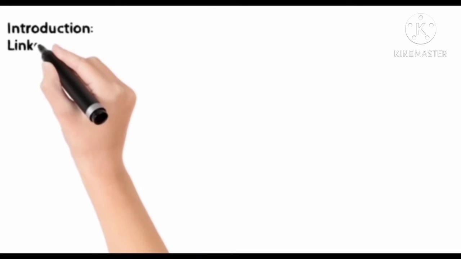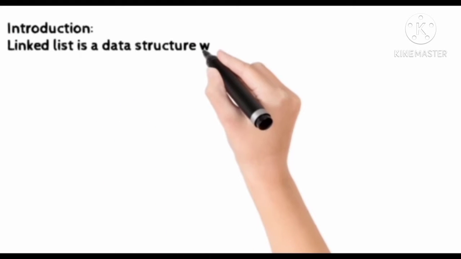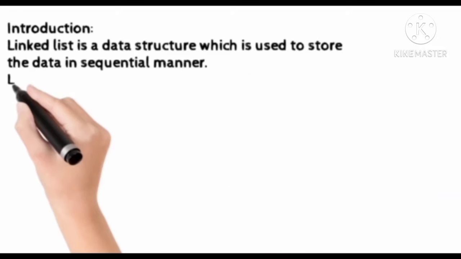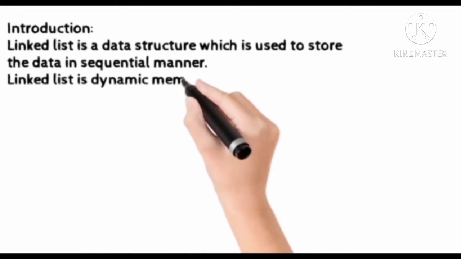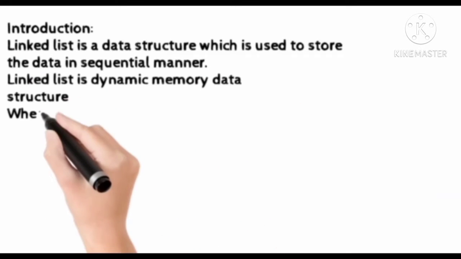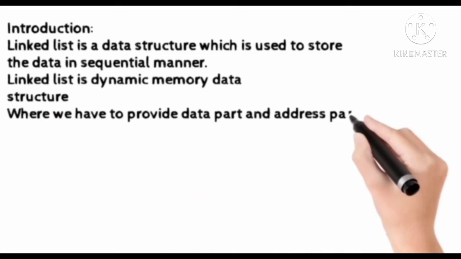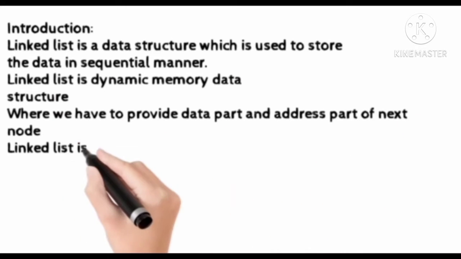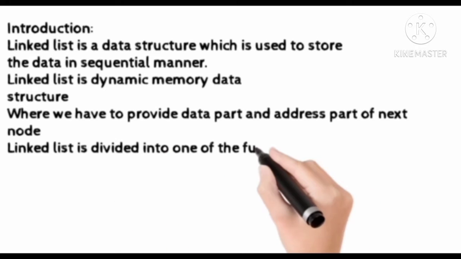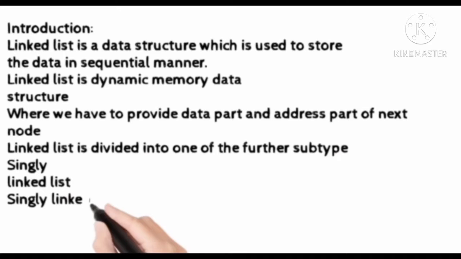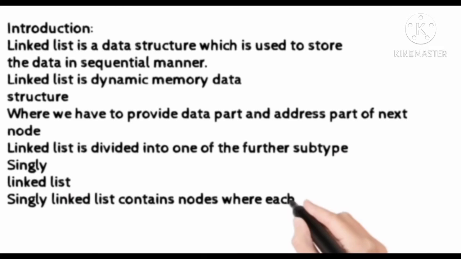Linked list. Introduction. Linked list is a data structure which is used to store the data in sequential manner. Linked list is a dynamic memory data structure, where we have to provide data part and address part of next node. Linked list is divided into further subtypes. Singly linked list. Singly linked list contains nodes where each node contains data and link to the next node.